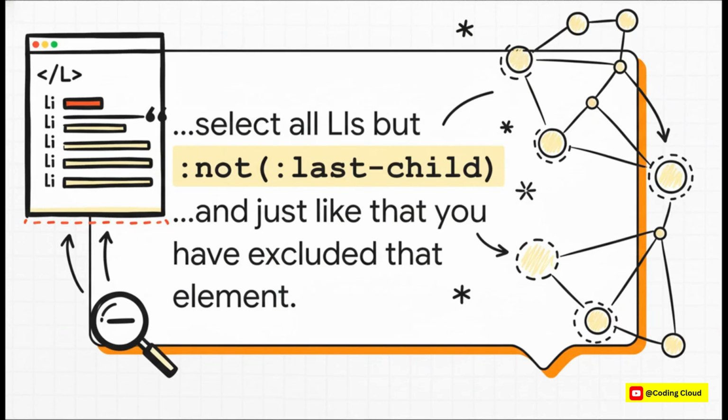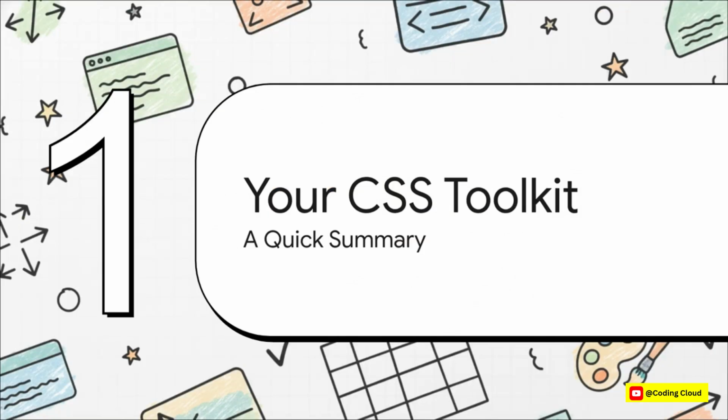It lets you select a group of things, but then exclude something specific from that group. So here, we're applying a bottom border to every single list item that is not the last child. It's a super clean and precise way to handle those little exceptions in your styling. And there we go. 7 powerful, practical CSS techniques you can start using today.